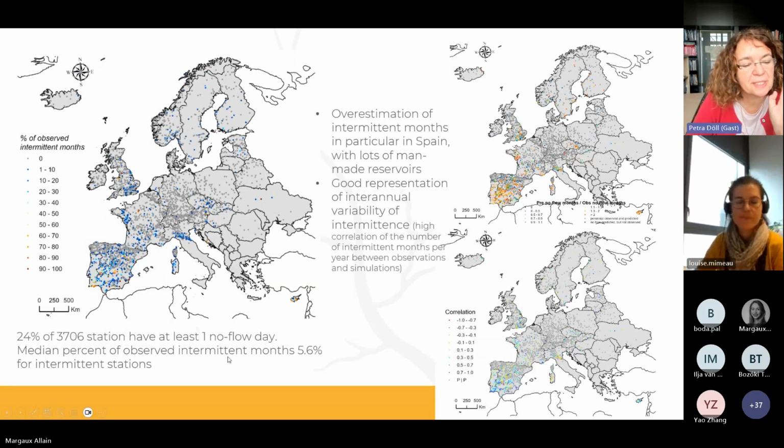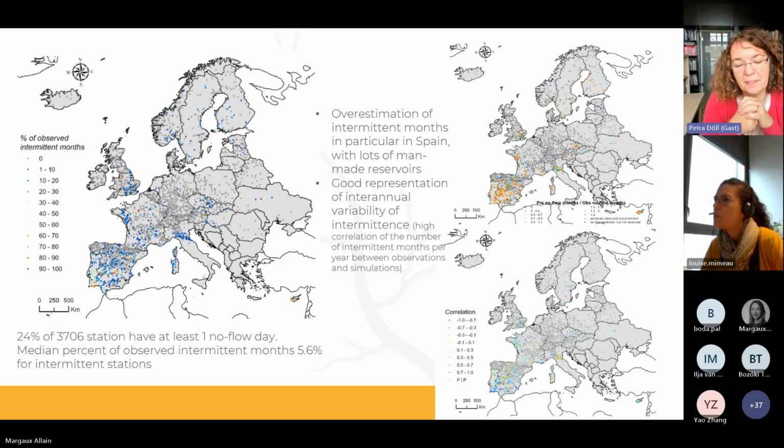So on the left-hand side, you just see observations. So just from the 3,700 observations, what is the percentage of observed intermittent months? Everything that is gray is a perennial river all the year. And then in red, mostly in blue colors, you see the percent of observed intermittent months on the left-hand side. And 24% of the stations have at least 1 no-flow day. And then when you look at only those stations that have intermittent conditions, then the median percent of observed intermittent months is 5.6%, and the mean is something like 16%. Okay, so that's just the observations that we use for setting up the model.